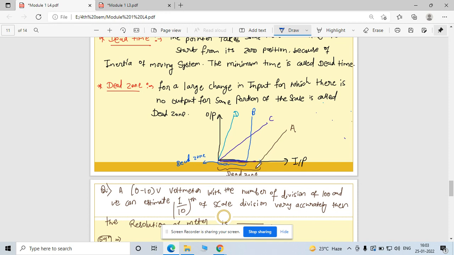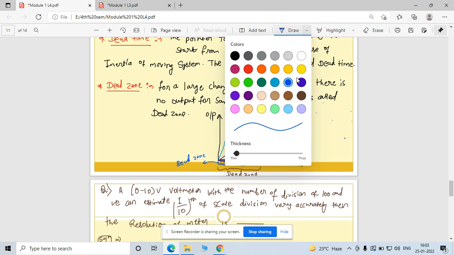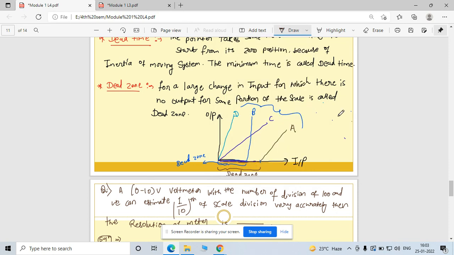See here, this is your dead zone for this meter, and this is for your C meter, B meter. If I talk about which instrument is the best from these characteristics, tell me which instrument is best by observing these characteristics. So this C instrument is the best instrument. Why is this the best instrument? See, because of the linearity. This C instrument has linearity, it is a linear instrument.